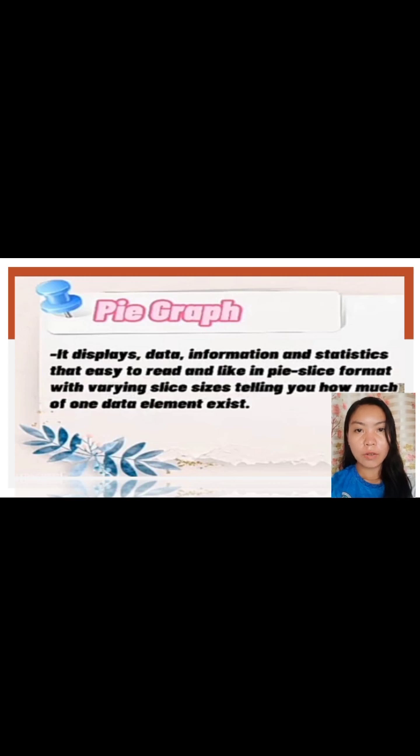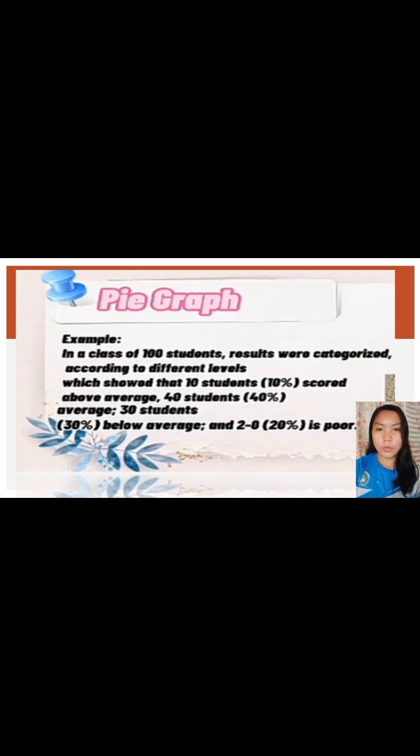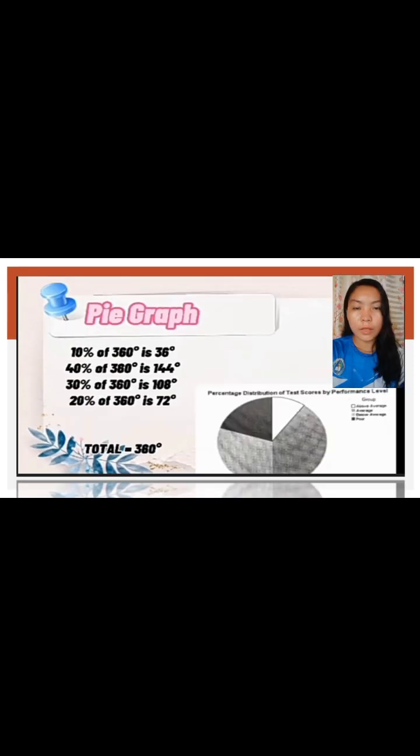Next, we move on to the last graph, the pie graph. It displays statistical information that is easy to read in a pie slice format with varying slice sizes, telling you how much of one data element exists. For example, in a class of 100 students, results were categorized according to different levels, which show that 10 students, 10%, score above average, 40 students, 40%, average, 30 students, 30%, below average, and 20 students, 20%, poor. This is the presentation of the distribution of the test scores.